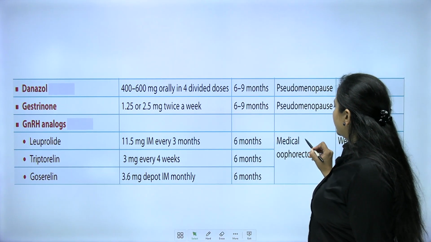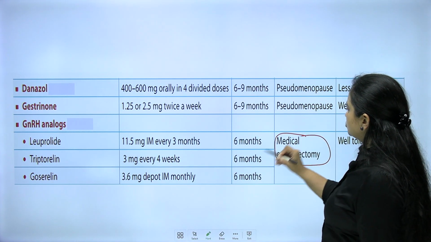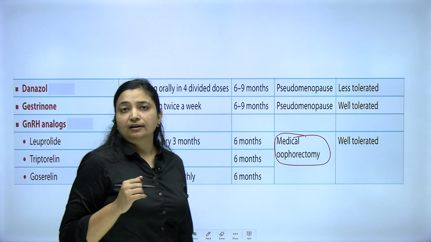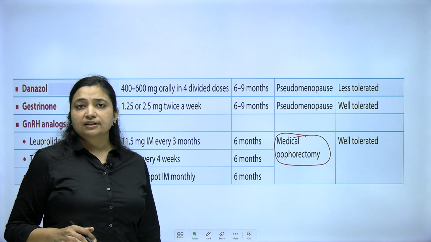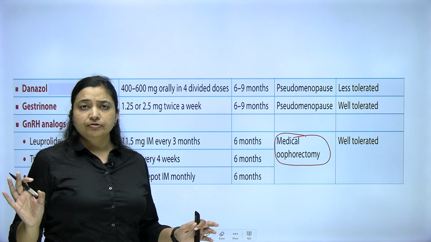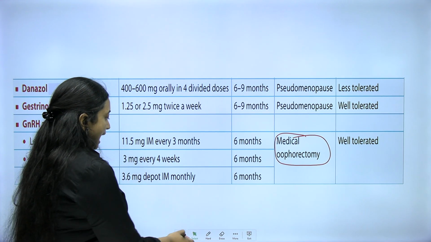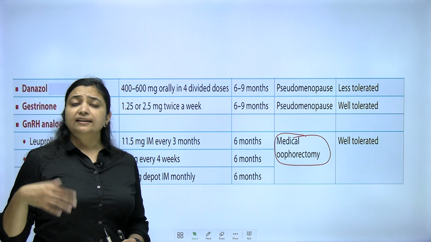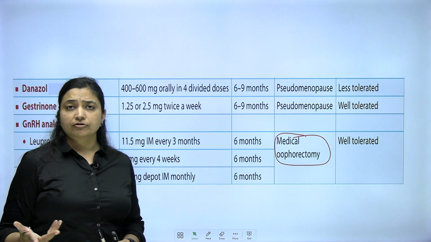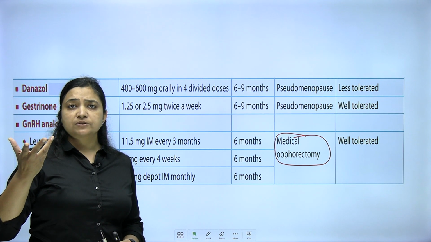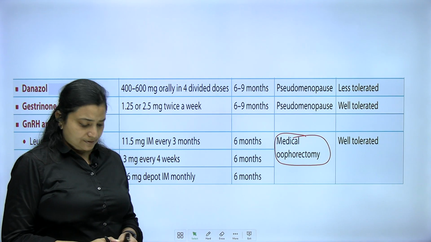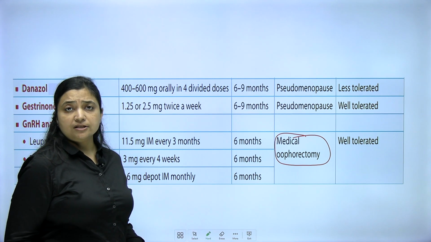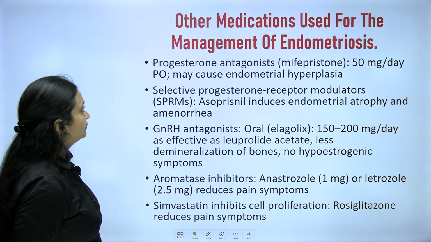They create a medical oophorectomy-like situation, as they work at the pituitary level, right? Down regulation occurs, and there is total loss of gonadotrophins from the body, a medical oophorectomy, and they are well tolerated, but they have their own side effects like loss of bone. Initially there is a flare-up of symptoms, and then the symptoms subside, and we cannot use it for a long time because of the presence of osteopenia.